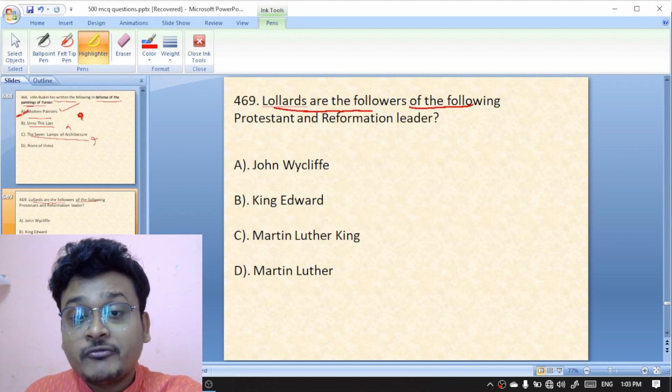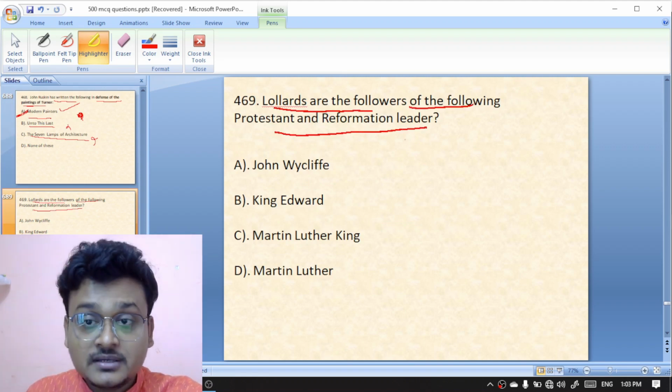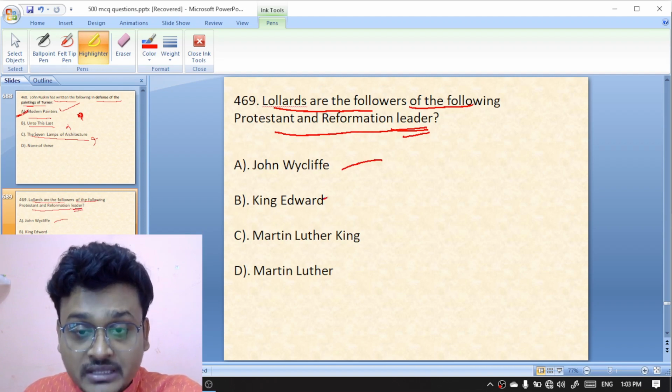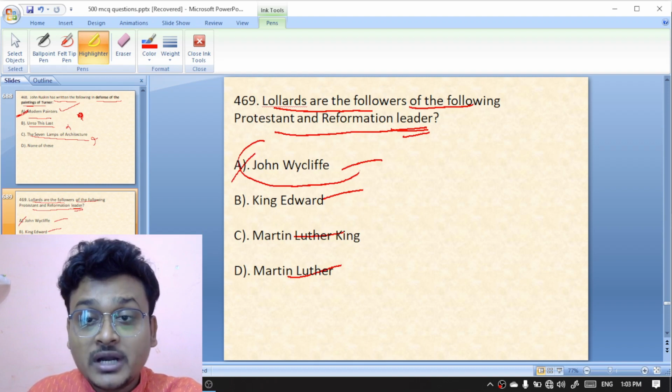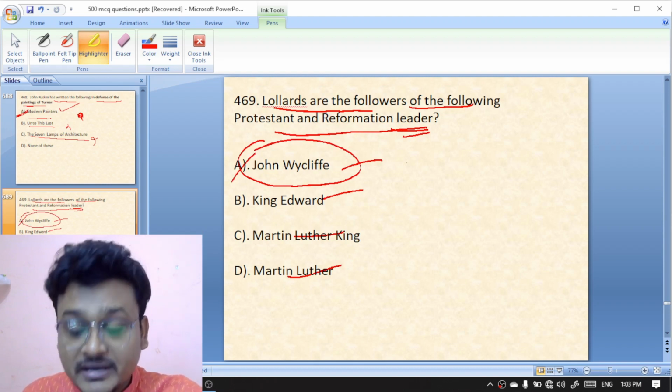Lollards are the followers of the following Protestant Reformation leader: John Wycliffe, King Edward, Martin Luther. So here John Wycliffe's followers are called Lollards. So this is related to the Lollard movement.